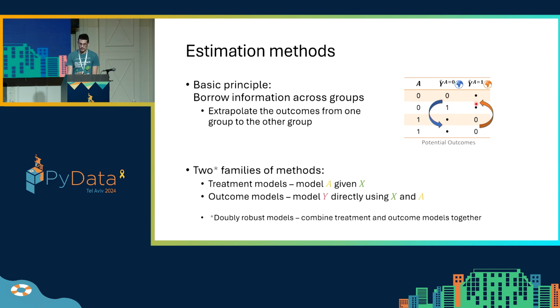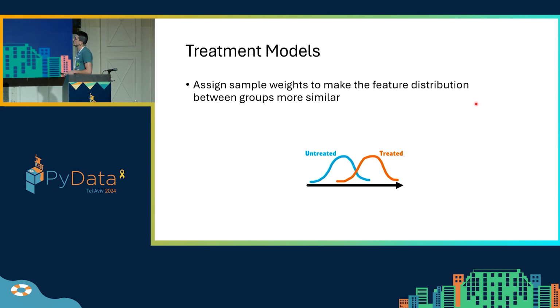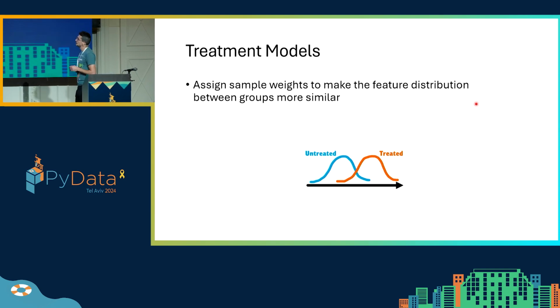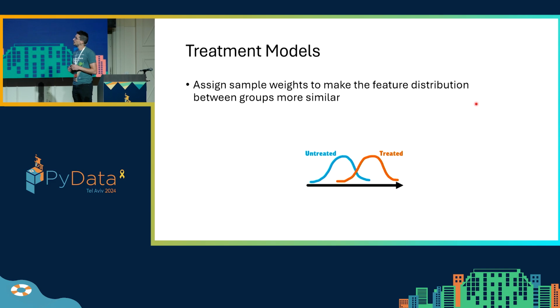And to do that, we will use two families of methods. One will model the treatment given the features, and one will try to model the outcome directly using the features and the treatment. And there are also composite models that combine both. So, a quick overview of both methods.